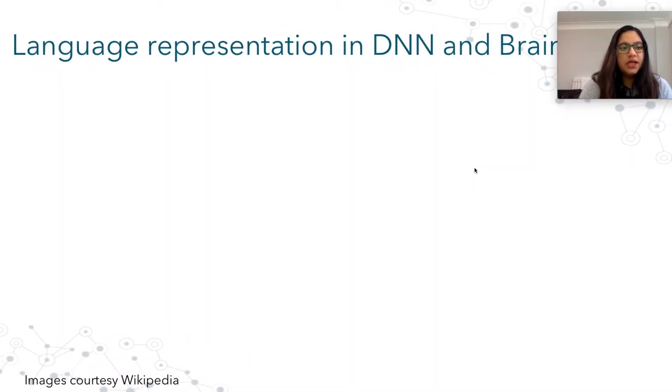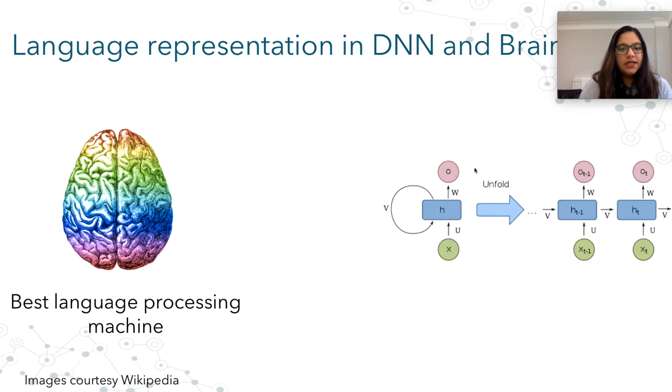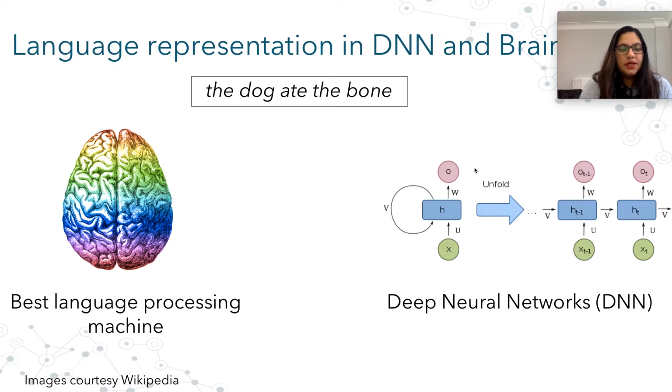In our work, we try to understand relationships between language representations in deep neural networks and the brain. We know that the brain is the best language processing machine. Currently, deep neural network models are doing very well in understanding language as well. We give both these models the same input, a simple sentence of the form, "the dog ate the bone," and then study relationships between the representations of the two models.